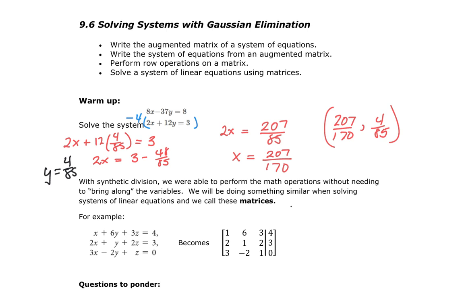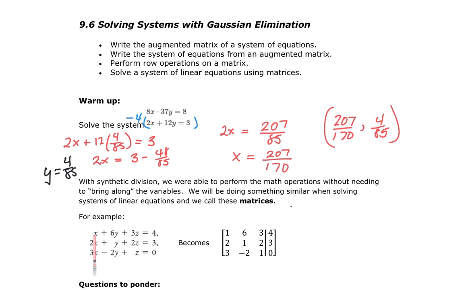So just like we have synthetic division to help us with division of polynomials, we also have a way to make our systems of linear equations a little bit easier. And the way in which we do this is we do something called an augmented matrix. And that's what this is. This is an augmented matrix.